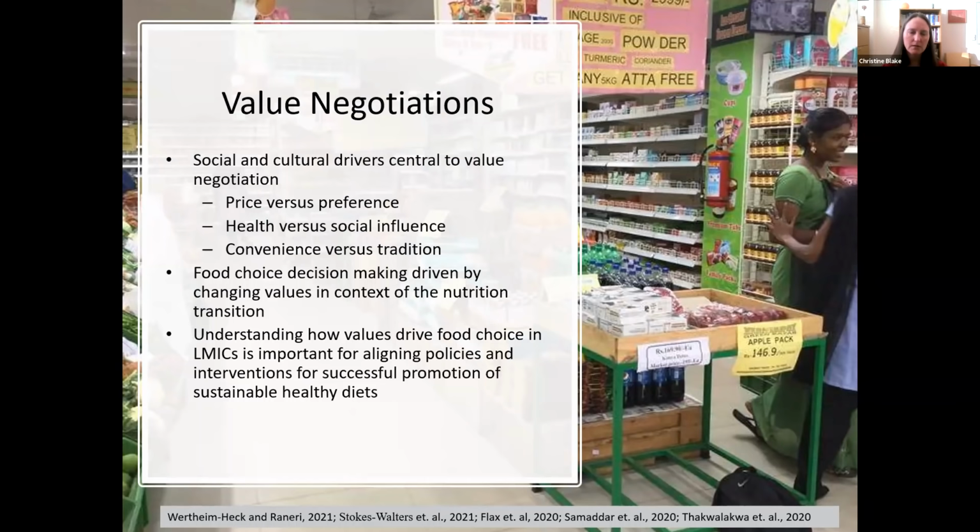And understanding how these value negotiations drive food choice decision-making, especially in these changing contexts, is important for aligning policies and interventions for the successful promotion of sustainable, healthy diets. And through a synthesis of evidence in the DFC portfolio, we examine how negotiation of values drive food choice in our third webinar in this series scheduled for March.